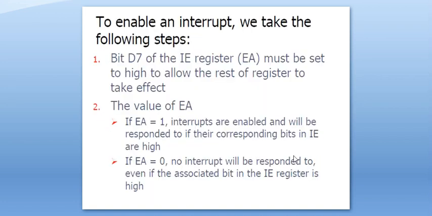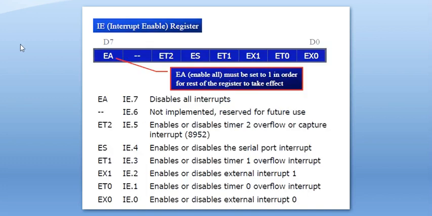So next thing is how to access the interrupts, or how to have the interrupts on the microcontroller. There are some steps given here. Bit D7 of the IE register must be set to high to allow the rest of the register to take effect. As I told previously, until and unless you make this high, the other bits are not going to work. This has to be high, then only all these bits are going to work.